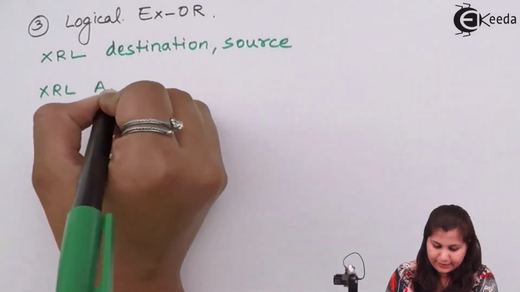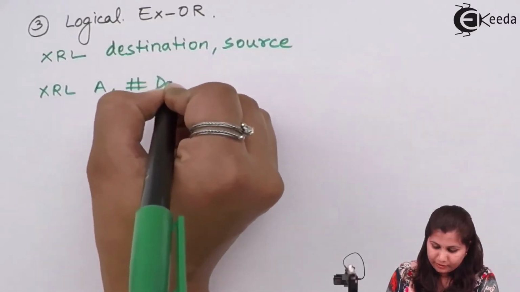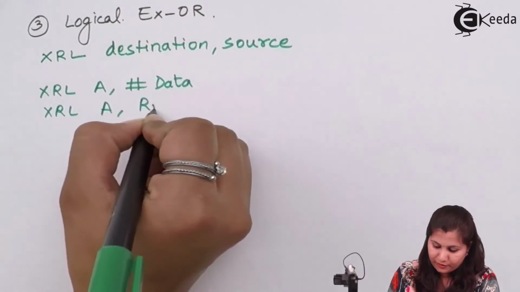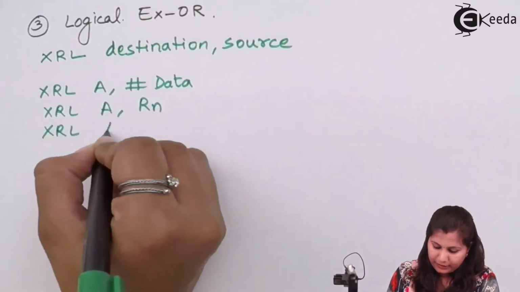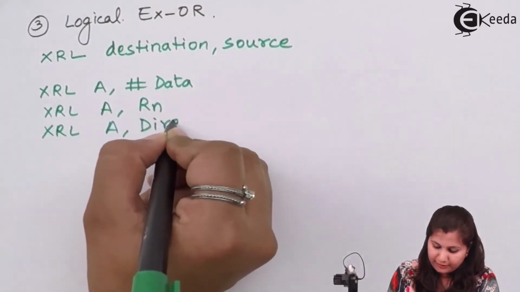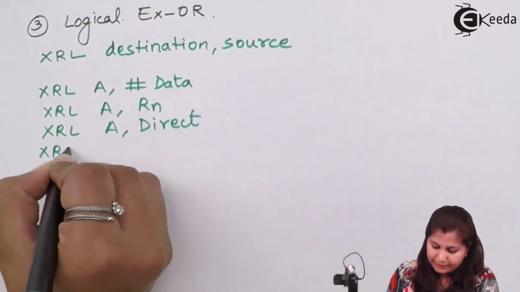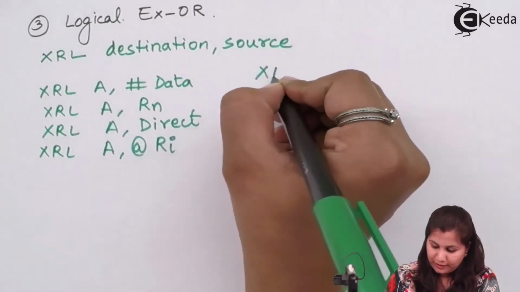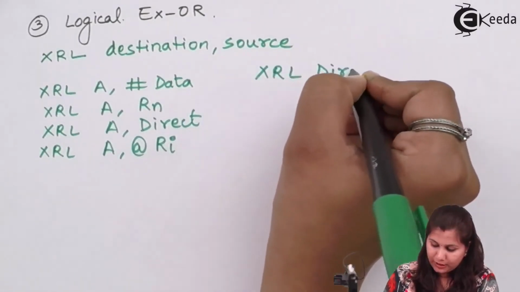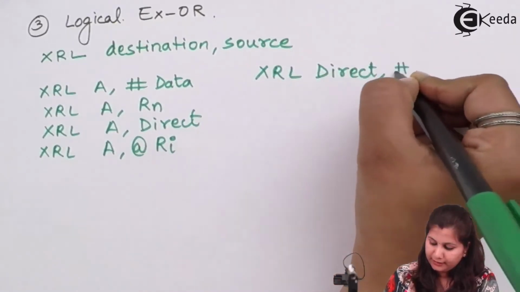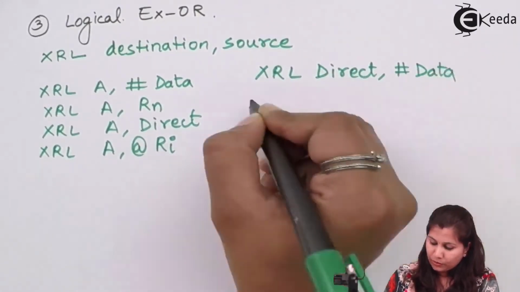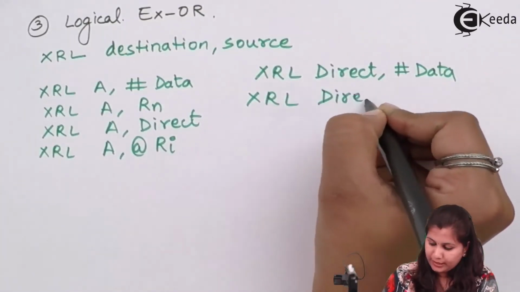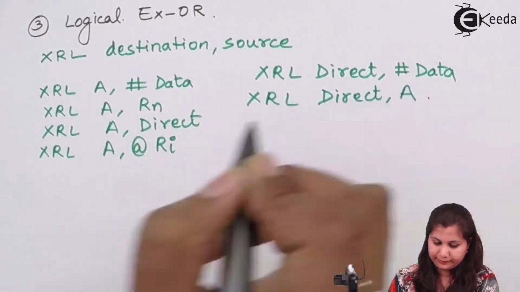XRL A is there, we can have the data, we can have a register, we can have a direct memory location, we can have indirect addressing also. We can have the destination as a direct memory location and data, and also exclusively OR the direct and the accumulator.